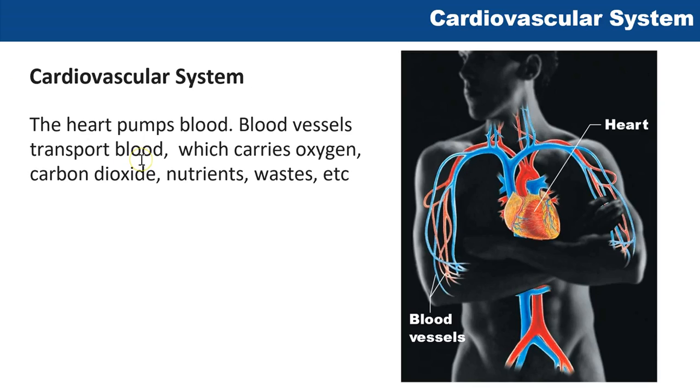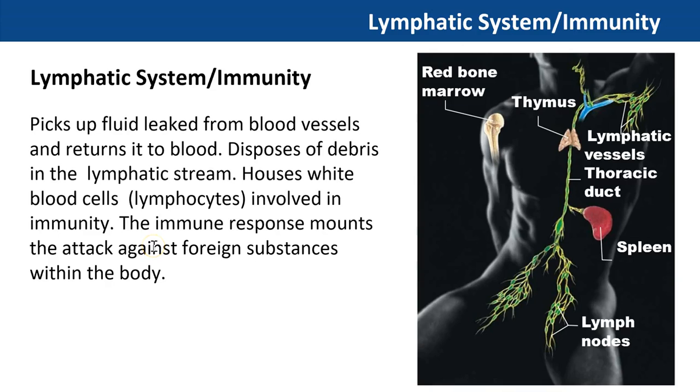The next system is the cardiovascular system. The primary organs of the cardiovascular system are the heart and blood vessels. The heart pumps blood, and blood as a carrier delivers oxygen, nutrients, hormones, and other substances to the cells and picks up waste products such as carbon dioxide from the cells.